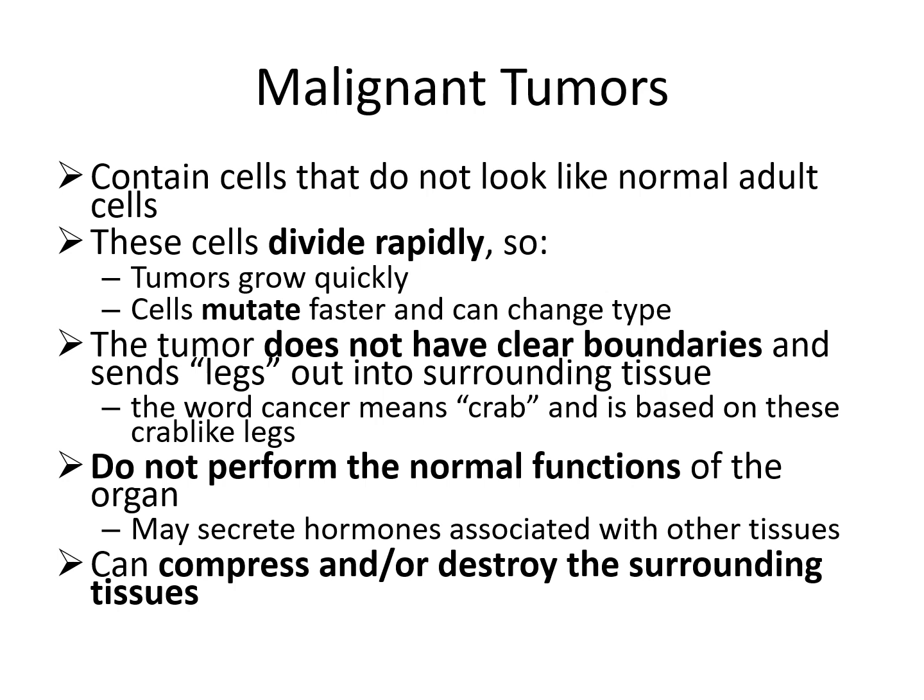The other difference is that they divide very rapidly, or more rapidly at least than normal tissue. And so tumors can grow quickly, at least quicker than normal tissue would. Again, we can have slow growing tumors, and we can have very fast growing tumors, aggressive tumors, but by and large they grow relatively quickly compared to other tissue. They also mutate faster, and they can actually change type.